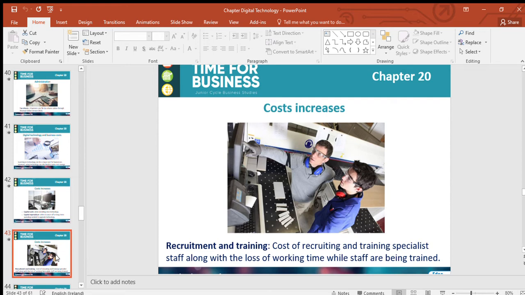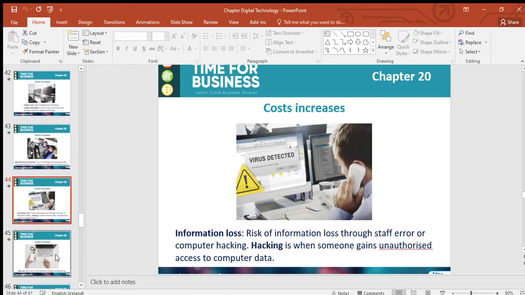So recruitment and training: costs of recruiting and training specialist staff, along with the loss of work time while staff are being trained. There's a lot of time and effort that a business would put into training their staff to deal with machinery and employing somebody new. It's a lot of time and a lot of cost that will go into training people up to use this technology. Information loss. So this is another risk, more so than anything, with using this kind of online system or anything to store information.